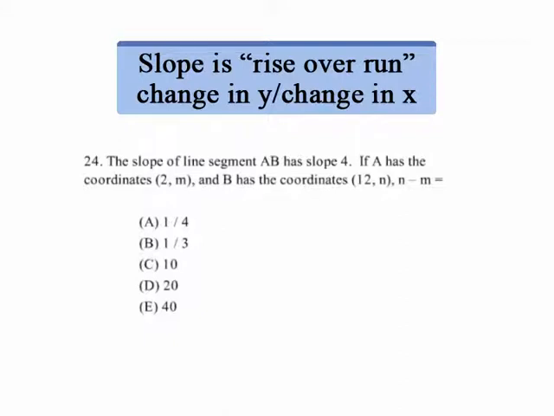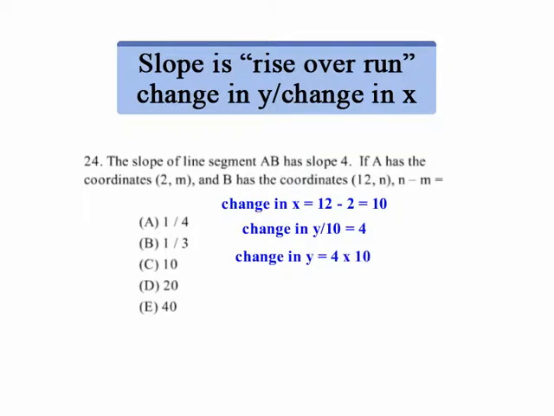Well, let's look at the change in x, or the change in the run. It goes from 12 to 2, or 2 to 12, that's a distance of 10. So the change in y, or the change in the rise, divided by 10 has to equal 4. Well, if we're going to get 4 there, we cross multiply, the change in y has to be 4 times 10, or 40. So n minus m has to be 40.